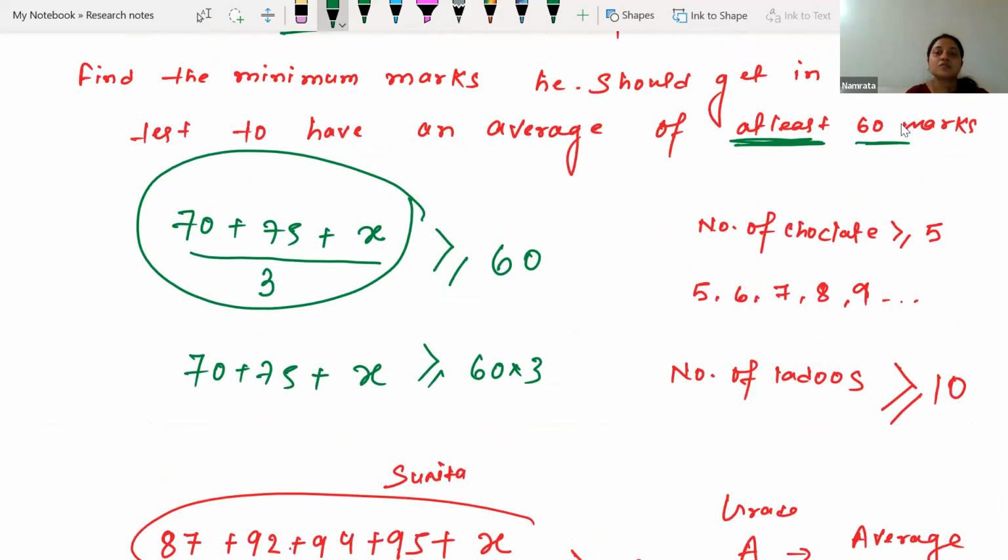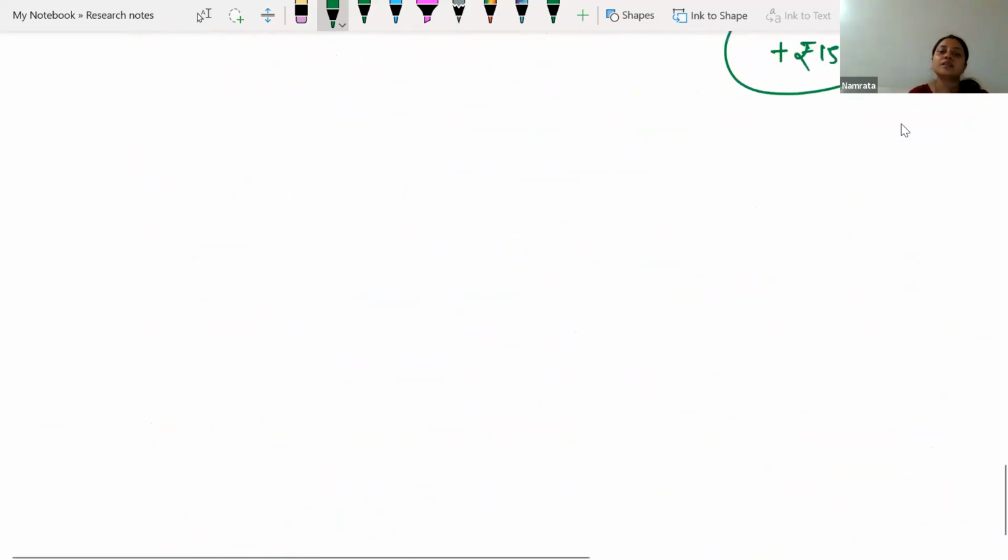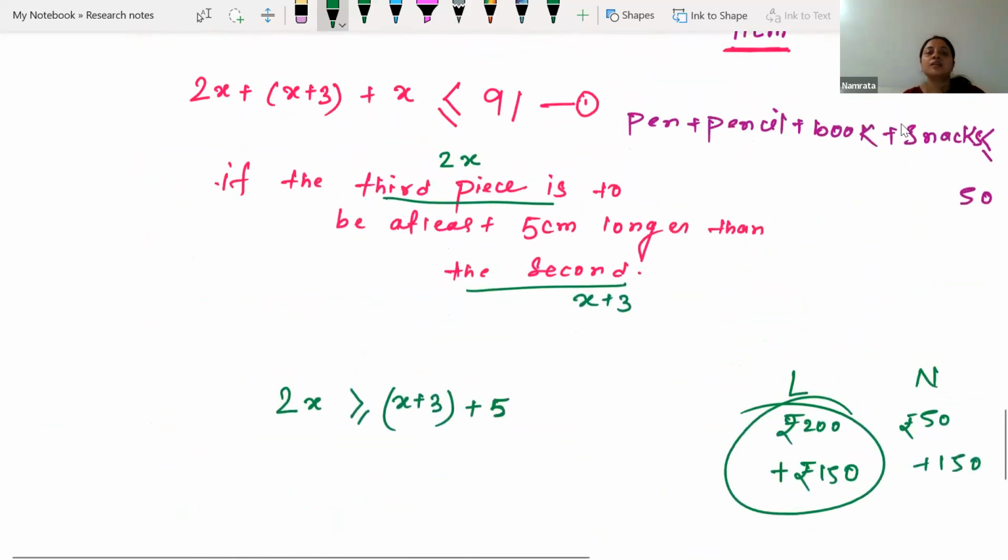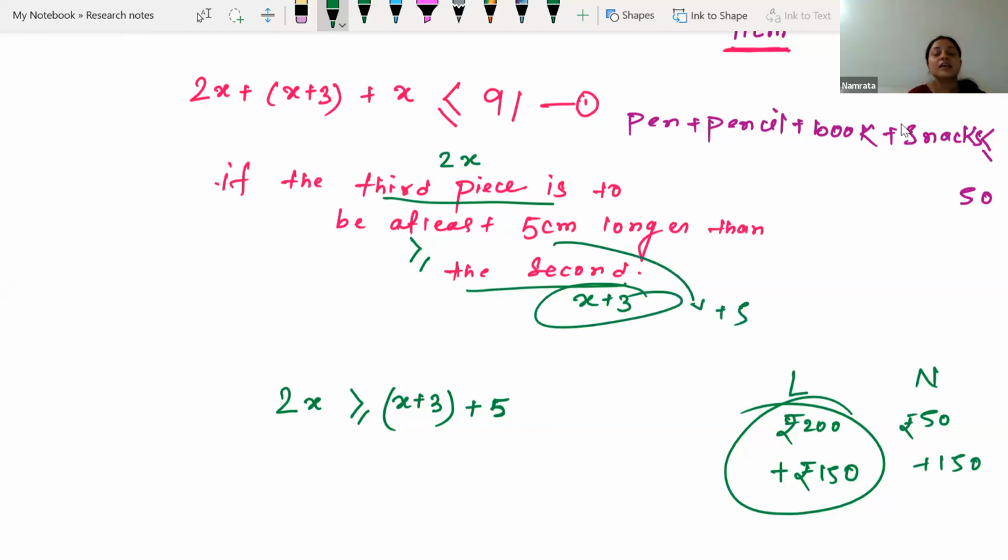Yes, ma'am. So here also it says that the third piece is at least, meaning greater than or equals to, 5 centimeter longer than the second. That means second plus 5. Okay. Is it clear, Lina? Yes, ma'am. This is equation number 2. Now we just have to solve first and second and check what is the common region which will be acceptable for both the values of x. That will be our answer.